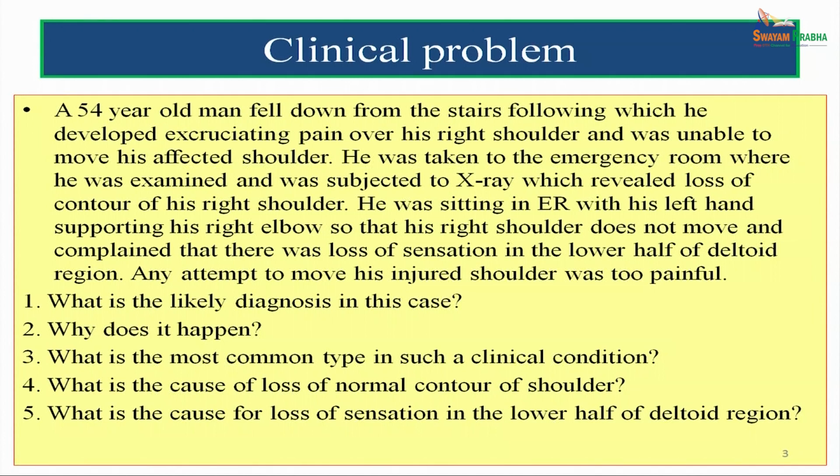What is the likely diagnosis in this case? Why does it happen? What is the most common type in such a clinical condition? What is the cause of loss of normal contour of the shoulder? What is the cause for loss of sensation in the lower half of the deltoid region?